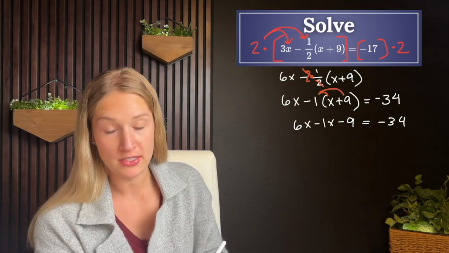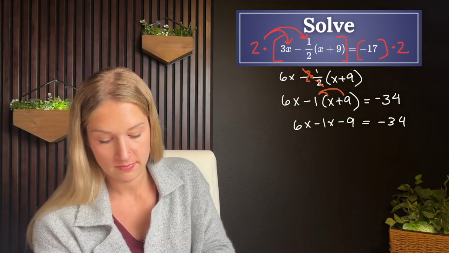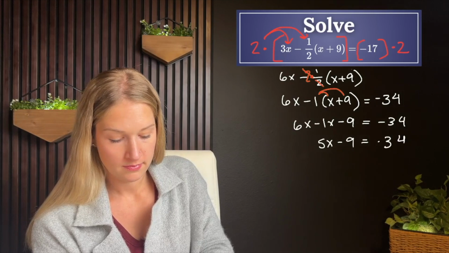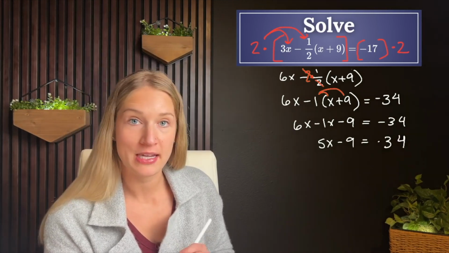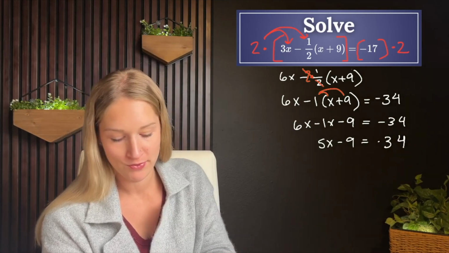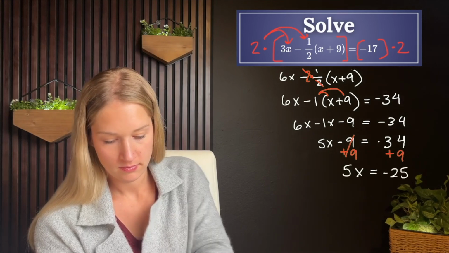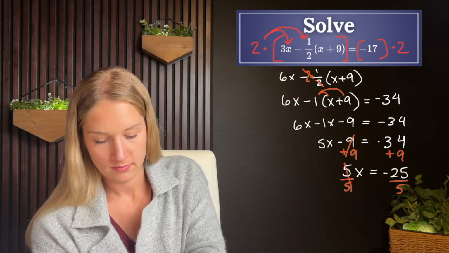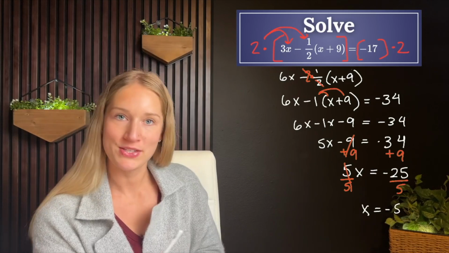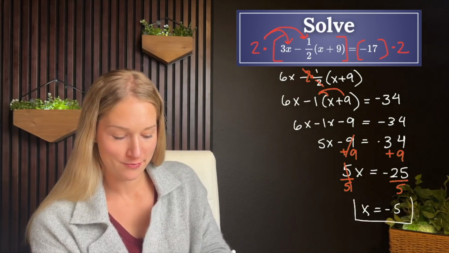We combine our like terms. And now I start using my inverse properties to isolate the variable. So there you have it, x equals negative 5.